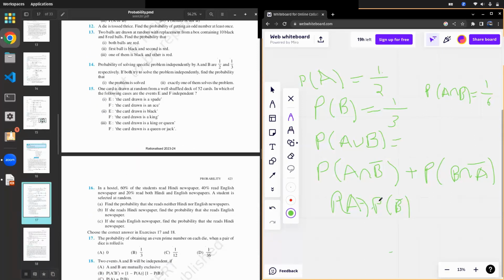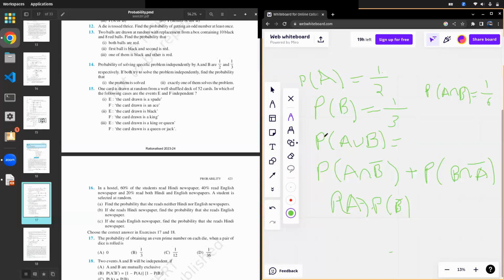So, next question. One card is drawn at random from a well-shuffled deck of 52 cards. In which of the following cases are the events E and F independent? We have done similar problems above. We just have to check whether two events are independent or not.